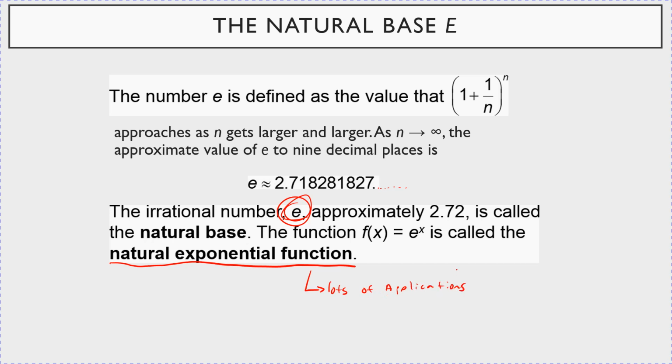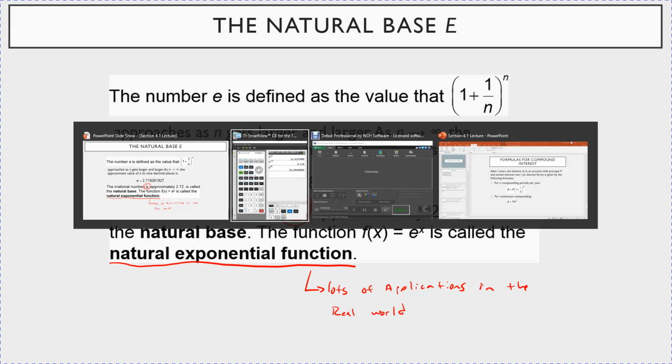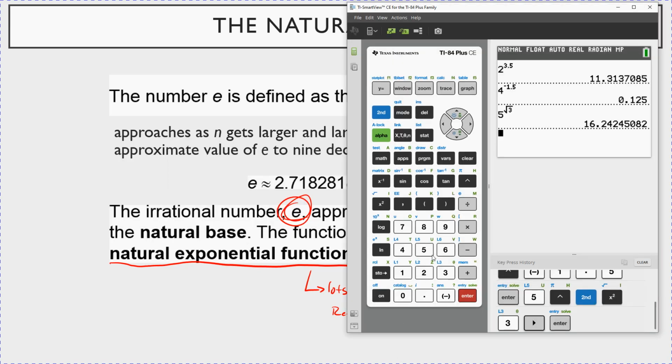And we're going to work a bunch in the coming lectures. And your calculator, if you look on your graphing calculator, do you see this right here? This e to the x? That's the natural exponential function right there. So you can go second function, and you can see it, it's right there.